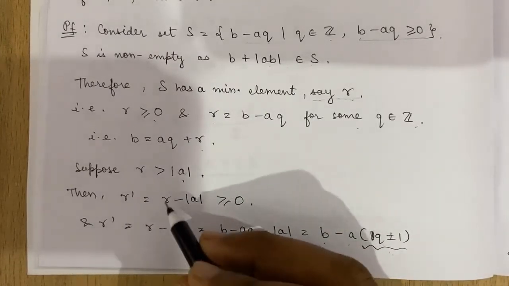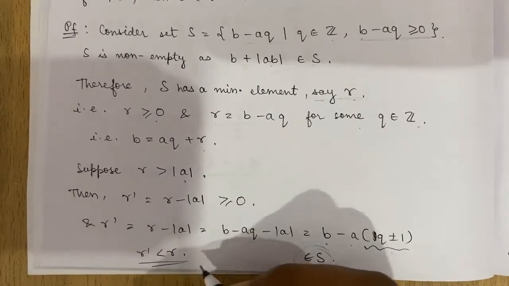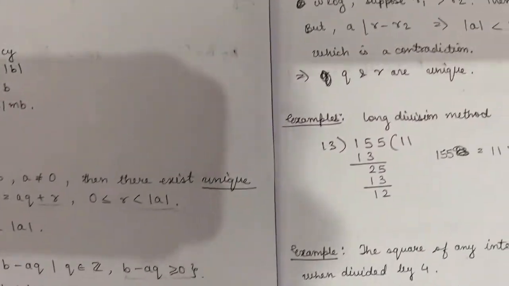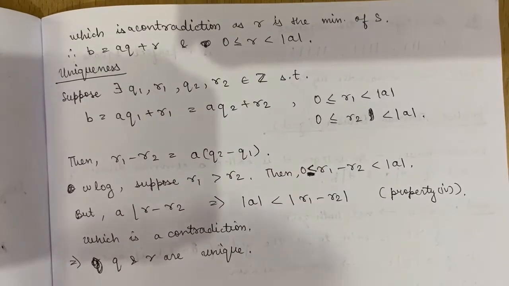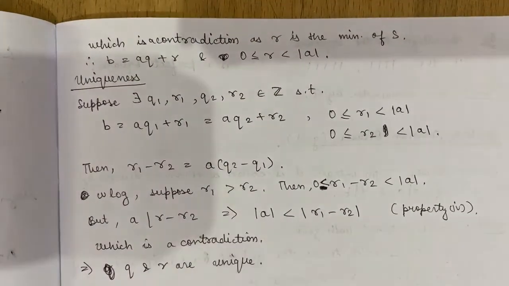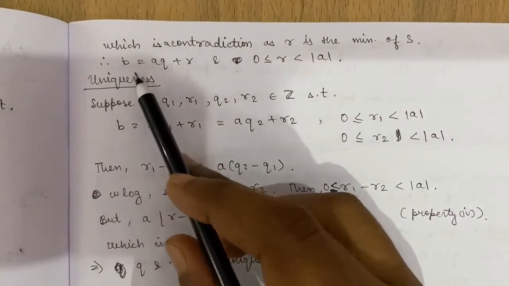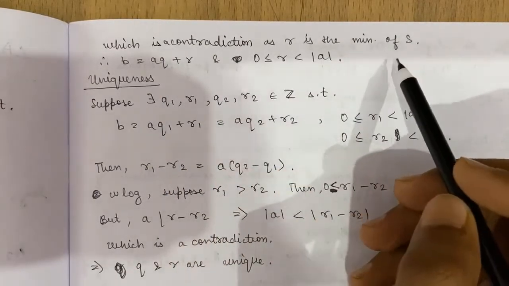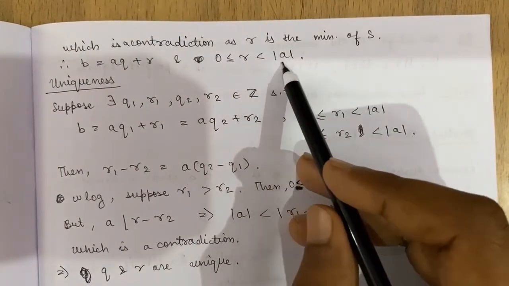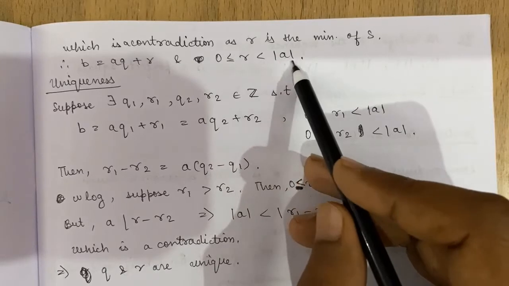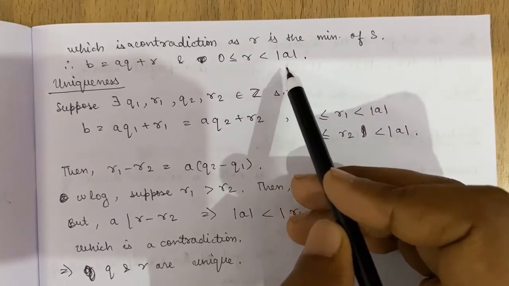Now R dash is less than R, and R dash belongs to S. So this is a contradiction to the property that R is the minimum of S. Therefore the contradiction arose because we assumed that R is greater than mod A, therefore R should be less than mod A, and therefore B equals AQ plus R, and 0 is less than or equal to R less than mod A.